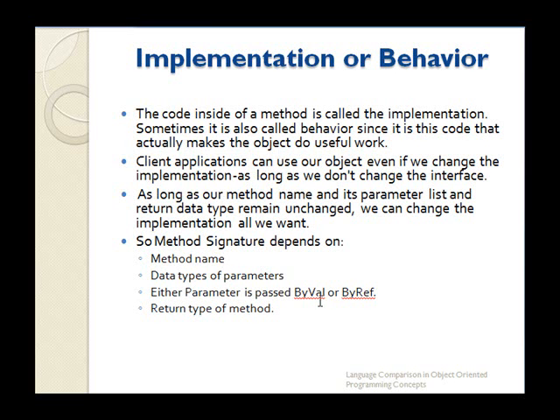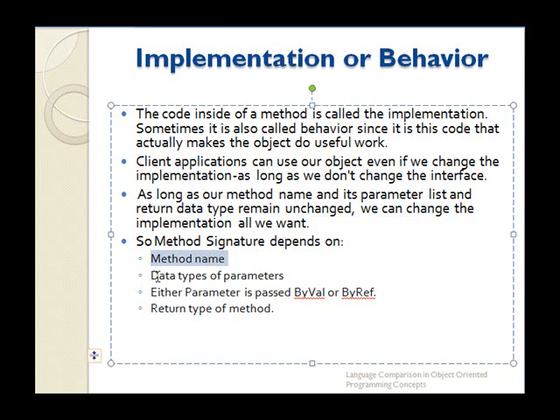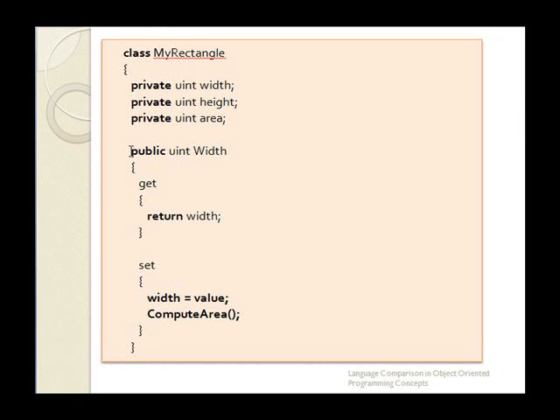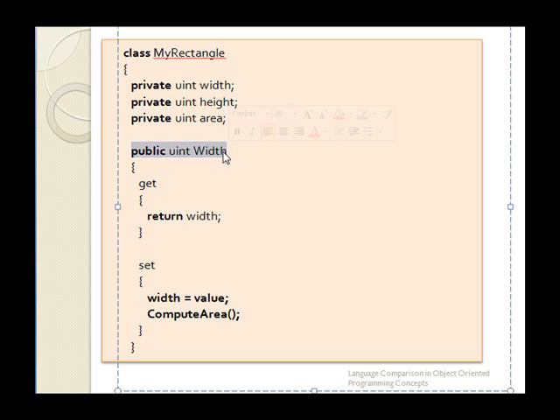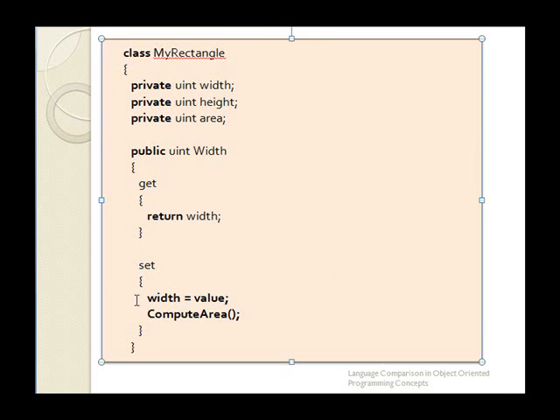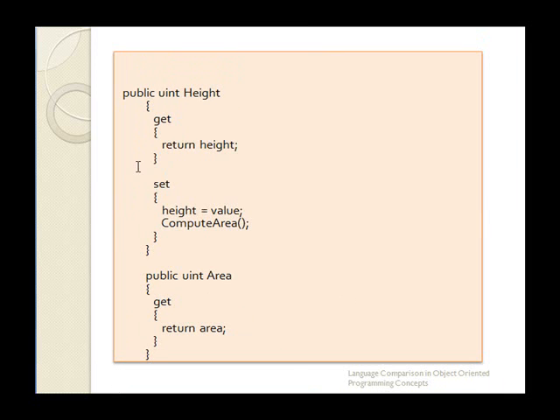So the method signature depends on the method name, the data types of the parameters, whether parameters are passed by val or by ref, and the return type of the method. In this example you can see the method name, the data types of parameters, and the return type of the method, and whether parameters are passed by value or by reference. Okay, let's move on. Next slide.